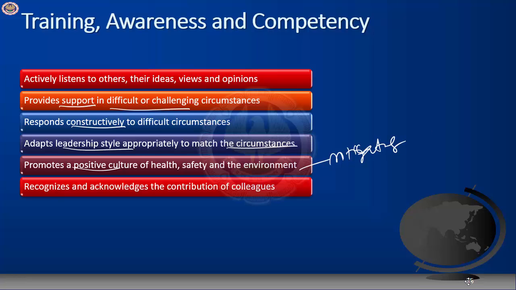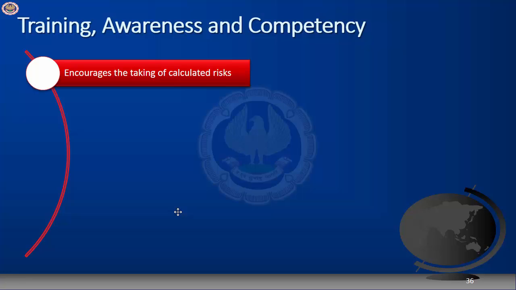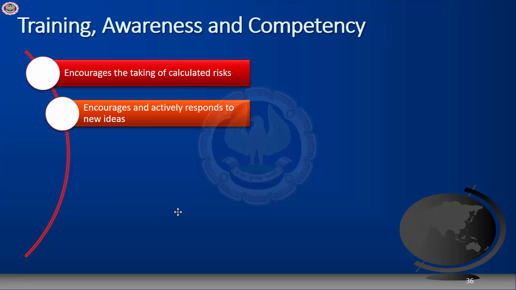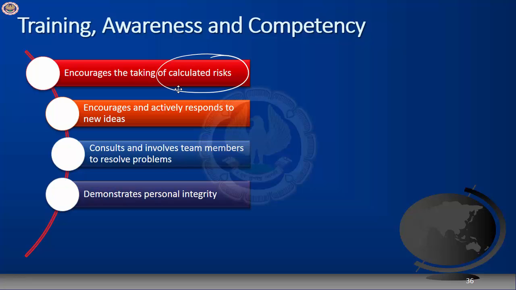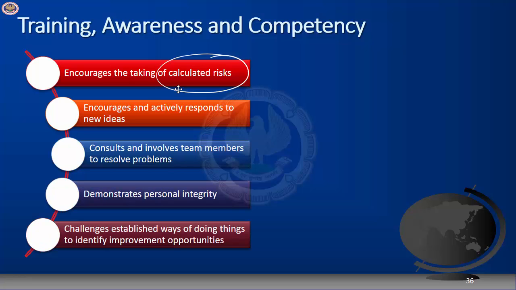We also recognize and reward the contribution by different colleagues or the employees in the organization. So when you have the right type of training, it also helps employees in ensuring that they take calculated risk, because only by taking calculated risk they can get the benefits. So these are some more ideas pertaining to training, awareness, and competency, pertaining to the business continuity plan, and these are generic in nature.